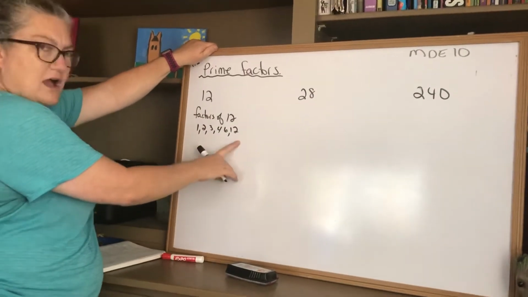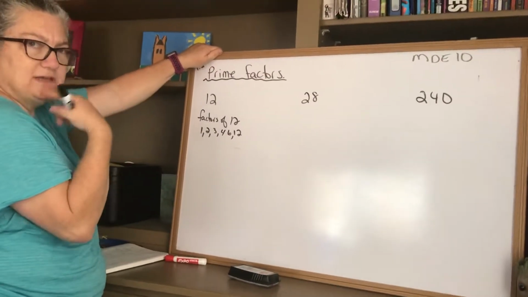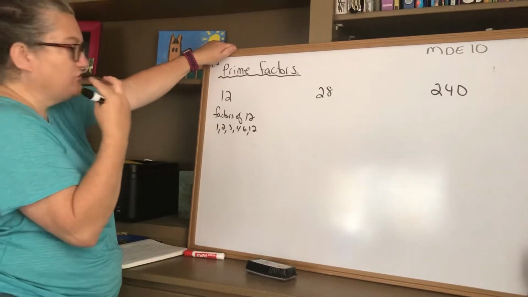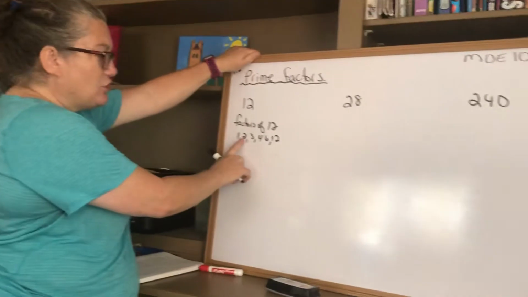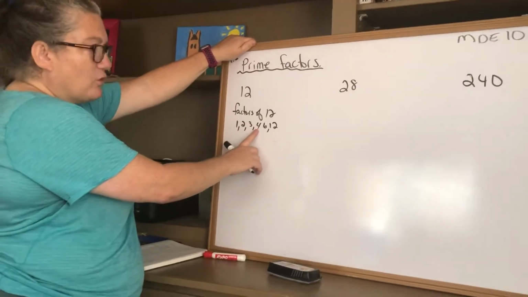Well, are these prime? Think back to when we did prime. Prime means that they only have two factors. 1 is not prime. 1 is actually neither prime nor composite. 2 is prime. 3 is prime. But 4 is not prime.